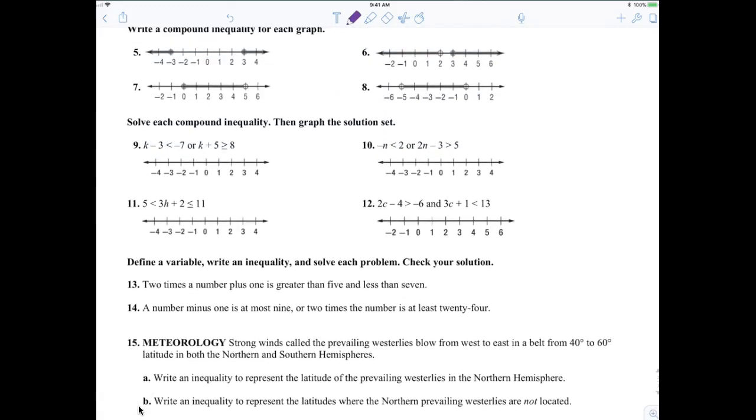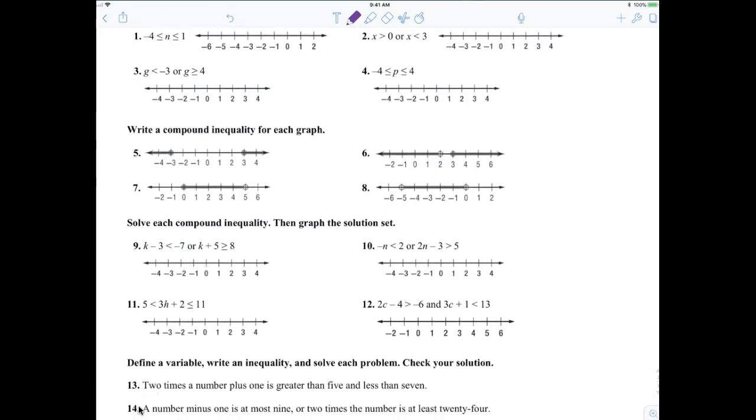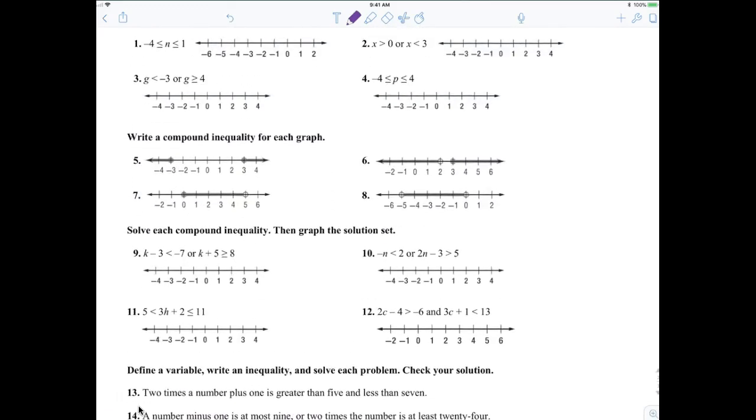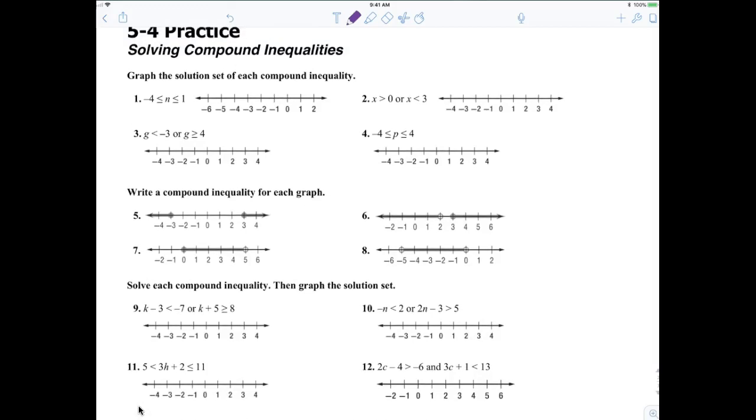Yeah, tonight, listen, I just want you to do 1 through 14. You can skip 15 and 16 for now. So you can kind of cross that out and do 1 through 14. All right? Very good job. Get started so you don't have much.